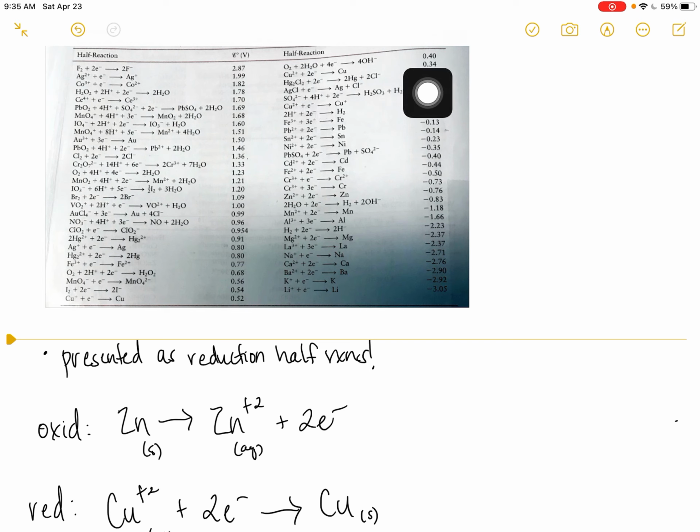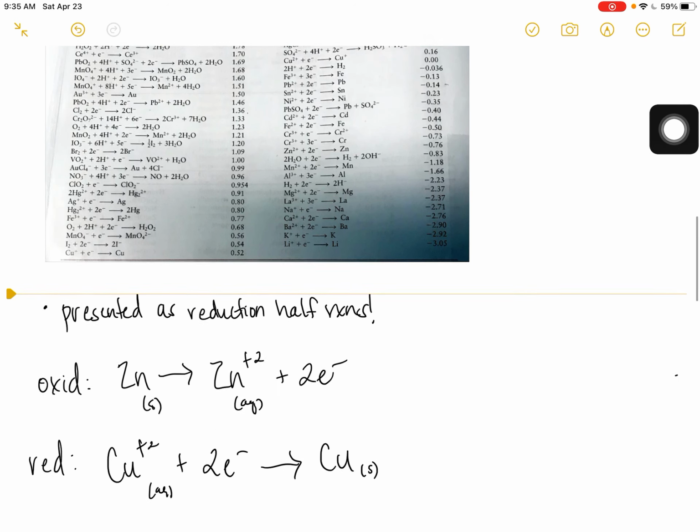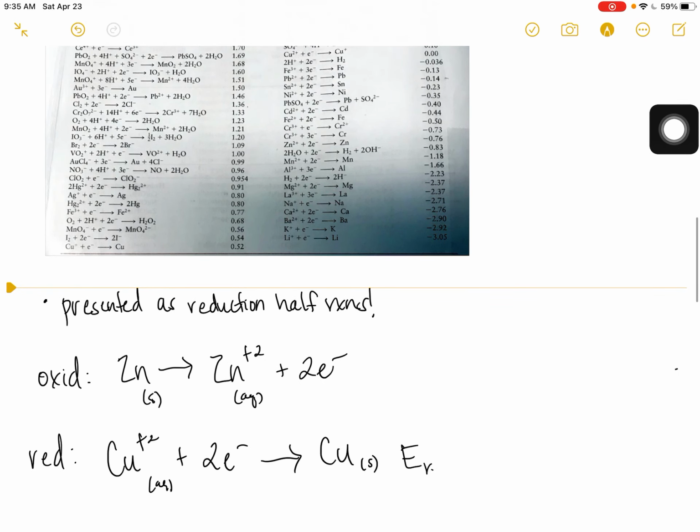There's copper plus 1 electron. That's not it. There it is. Copper plus 2 electrons. And its reduction potential is 0.34 volts. Okay, so E reduction is 0.34 volts.